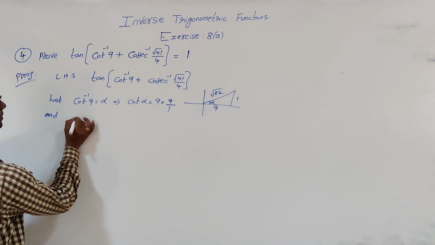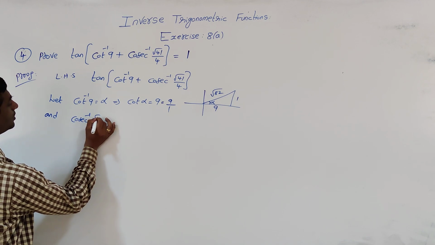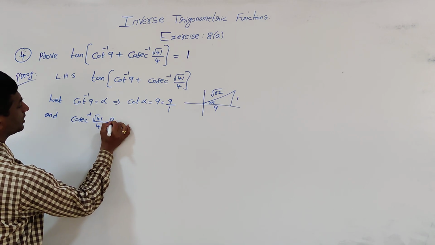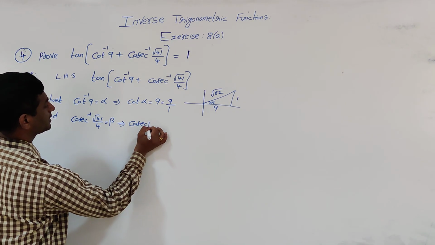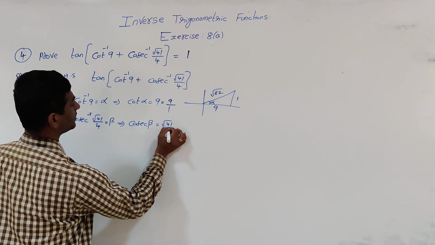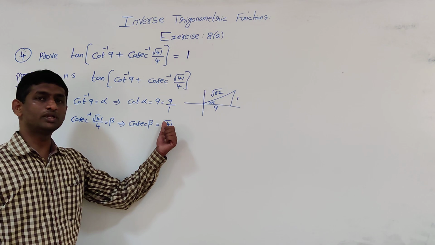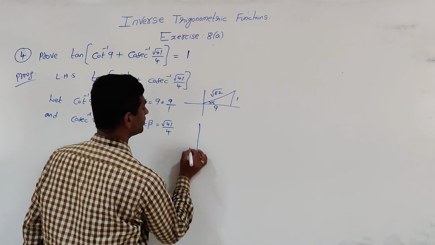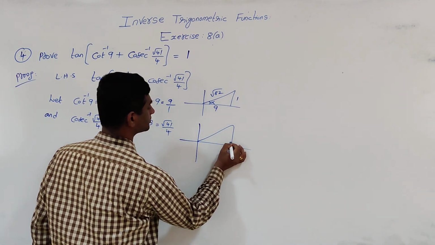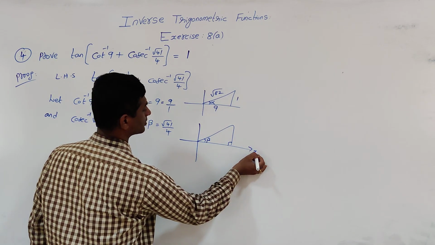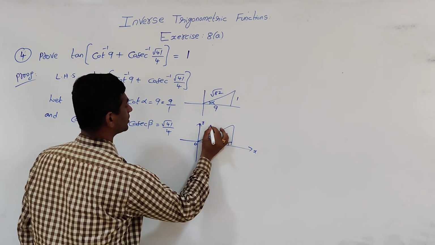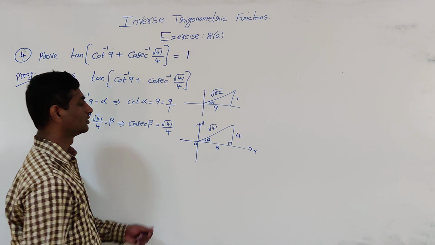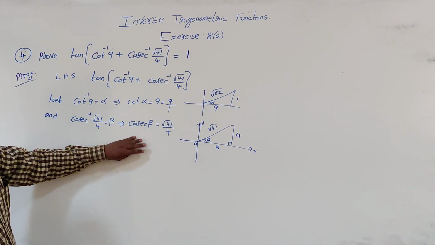And cosecant inverse of root 41 by 4 is equal to beta. So cosecant beta is root 41 by 4, meaning hypotenuse by opposite side gives the cosecant. So go for one more right angle triangle for beta. Root 41 is the hypotenuse, the opposite side is 4, and the adjacent side is 5, since 25 plus 16 is 41. So these are the angles.